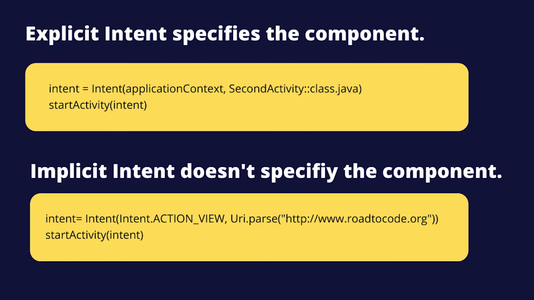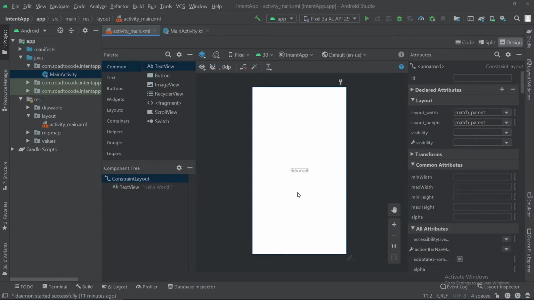On the other side, in implicit intent, we do not specify the component to perform the task. We just provide the task. For example, here I mentioned I want to open the road2code.org website, but I didn't mention which browser I want to open it with. In such cases, the operating system will provide us a choice. Then the user has to select which browser or which activity or which application he or she wants to use to perform the task. Let's move towards the implementation part.